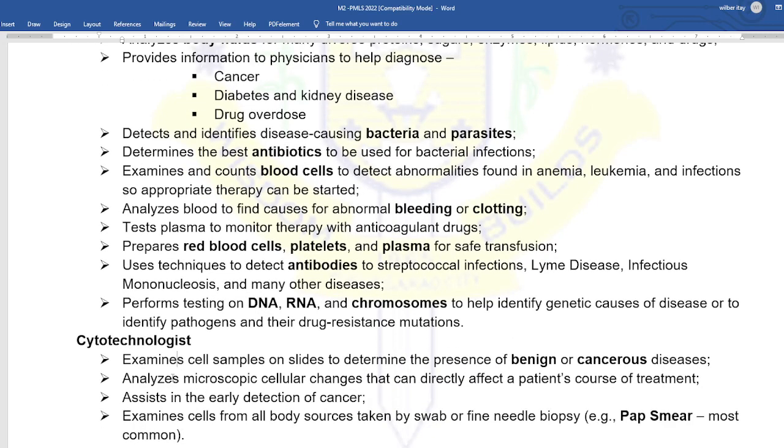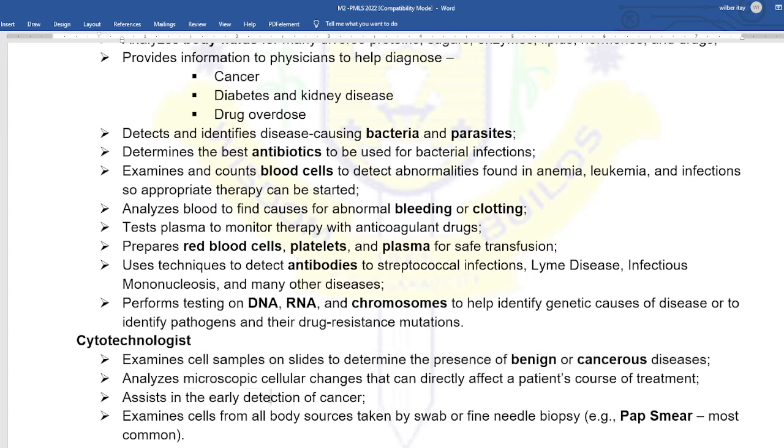We can also work as cytotechnologists. So this one examines cell samples on slide to determine the presence of benign or cancerous diseases. But guys, this one, in our country, we don't do this, okay? Hindi tayo nag-examine and we determine the presence because we are not trained to do so. Sa atin, ito is a work of the doctor. Analyzes microscopic cellular changes that can directly affect a patient's course of treatment. Even this one, in our country, okay, this is done by the doctor.